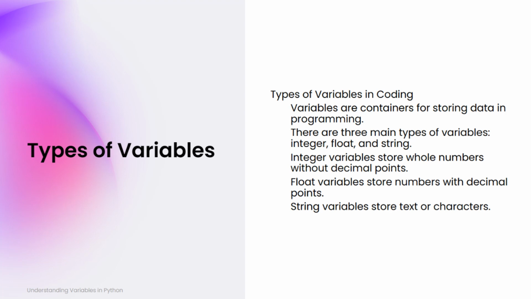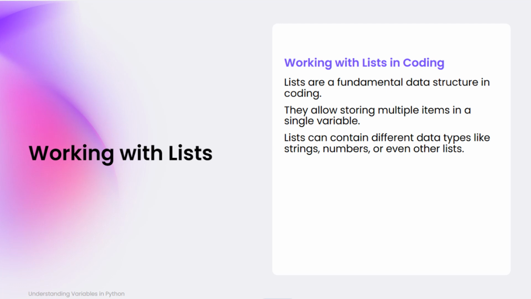Then we have float variables. Float variables store numbers with decimal points, negative points, anything basically. String variables store text or characters. Text is known as string in programming. So if you hear the word string a lot, please do not get confused. Strings are basically just text. That's what they are.